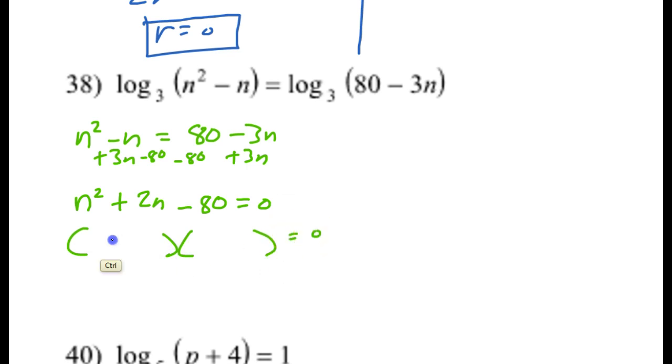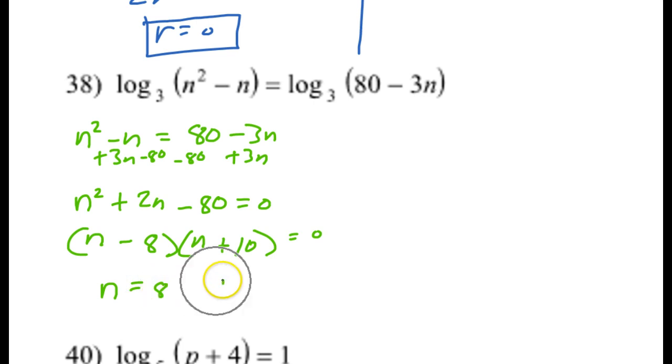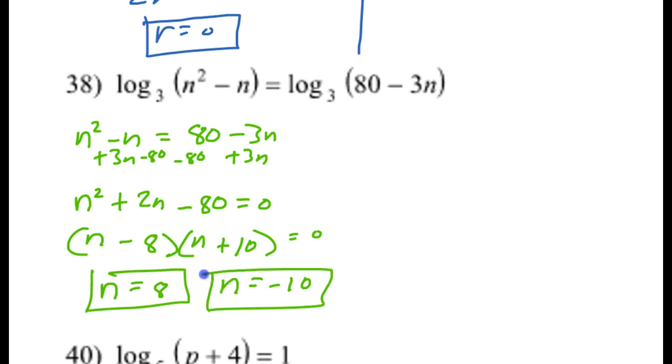Okay, so that's going to be n times n. 80, among other things, is 8 times 10. If I have a negative 8 and a positive 10, that will make a middle term of positive 2. So that's going to give me n equals 8 and n equals negative 10. All right, these are the potential solutions, but one or both of them could be extraneous, so we need to check that out.